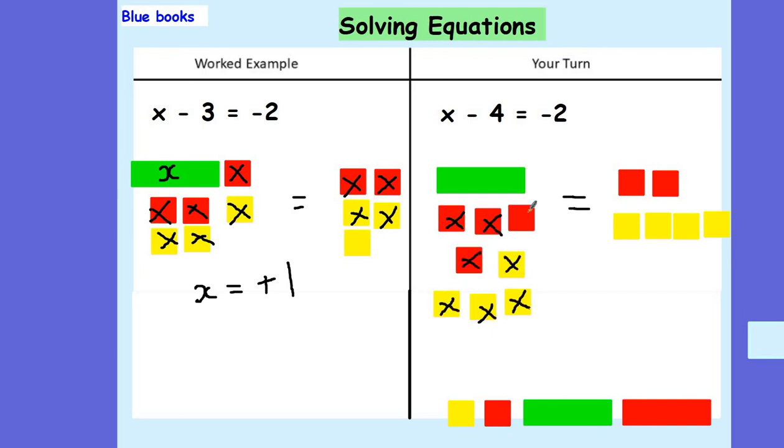I'm left with my green rectangle, x, is equal to positive 2, my 2 remaining positive 1 yellow squares.